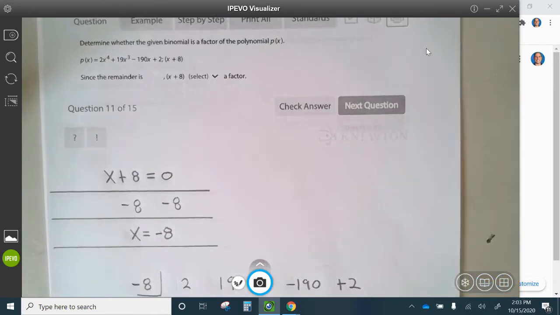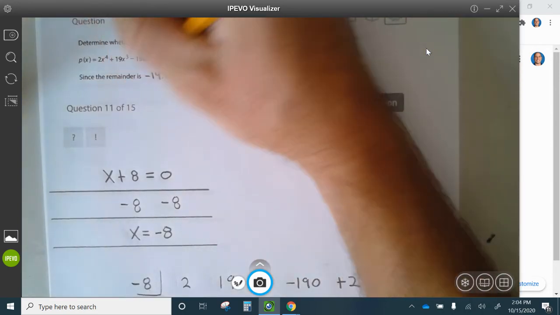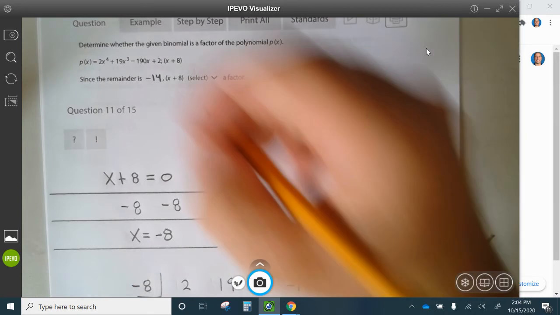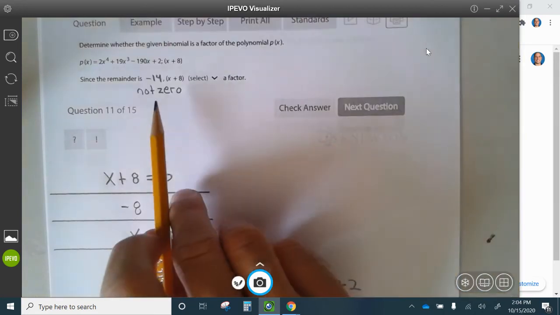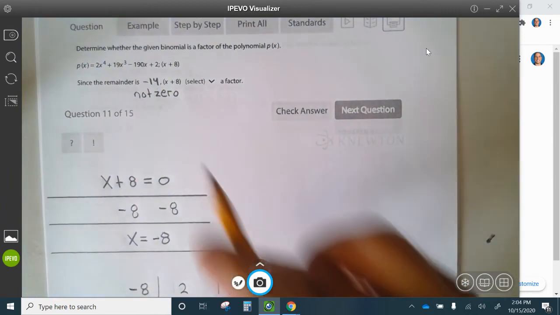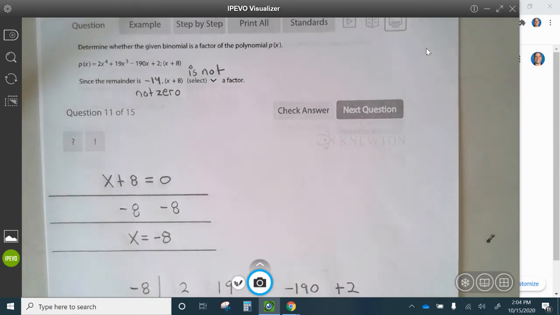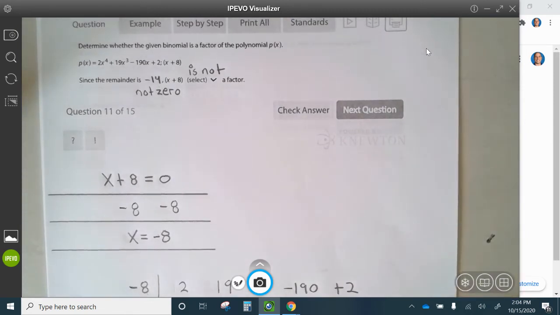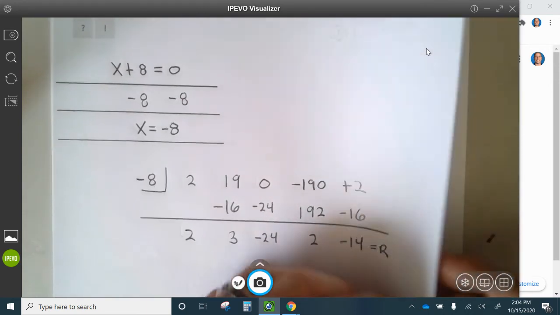Since the remainder is negative 14, they might also say not 0. I don't know what they're going to say, but they might say not 0 or negative 14. X plus 8 is not a factor. Go ahead and finish up question number 11.